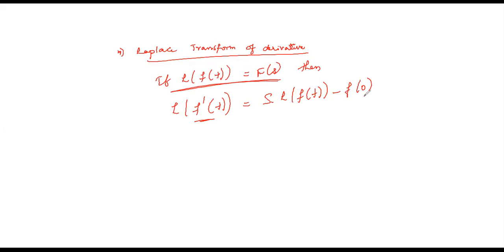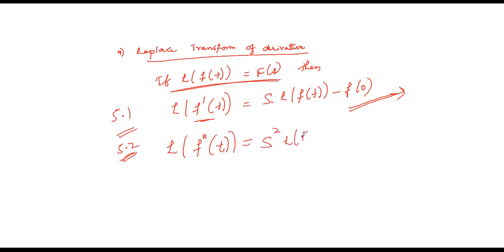We already solved and saw this property. This is the first derivative, that is 5.1, and in the same property, 5.2, the double derivative property, is the Laplace transformation of f double dash of t is equal to s square Laplace transformation of f of t minus s into f of 0 minus f dash of 0. So this is your second derivative.